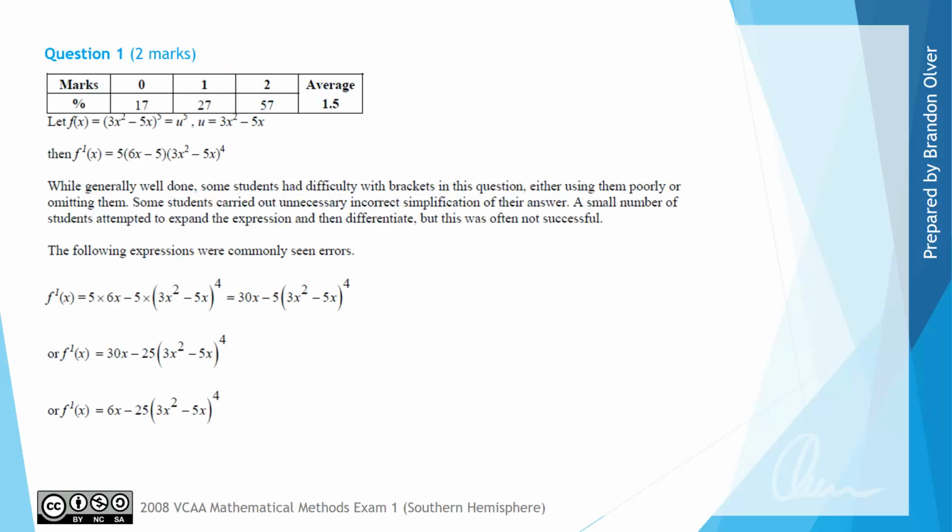This question was generally well done, but some students had difficulty with brackets, either using them poorly or omitting them completely. Some students carried out unnecessary incorrect simplification, and a small number of students attempted to expand the expression first, then differentiate, but this was often not successful. These are some of the common errors made during the examination, and you can see that most of them are a result of poor use of brackets or not understanding how the chain rule works.